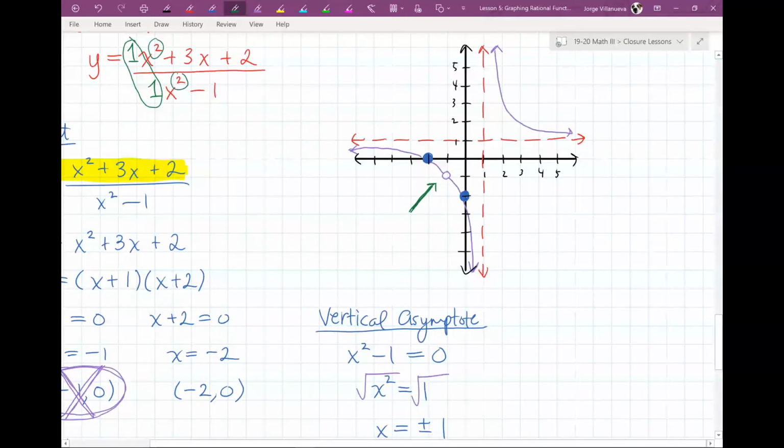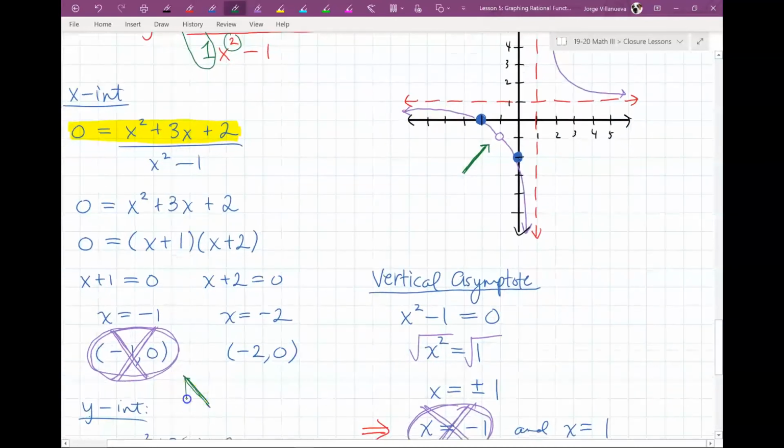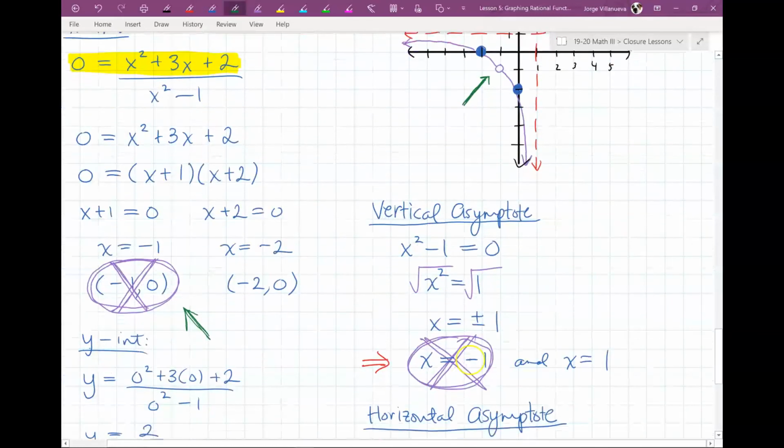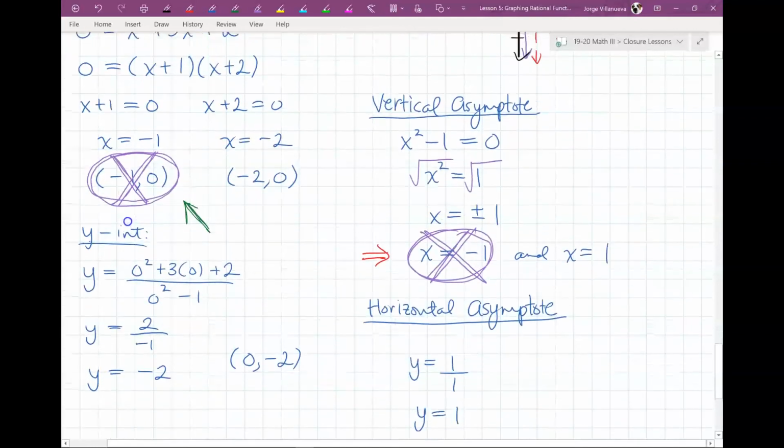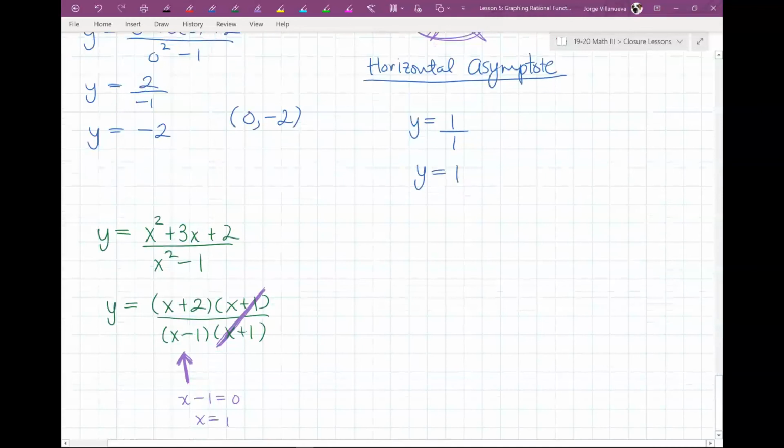Notice I never put a dot at (-1, 0), because it's not supposed to be there. So this dot right here is not allowed. Nothing at -1, the thing we crossed out. We crossed that stuff out because we weren't supposed to have it, and the reason is because of this right here. That's why we can't have it, because it got canceled out.